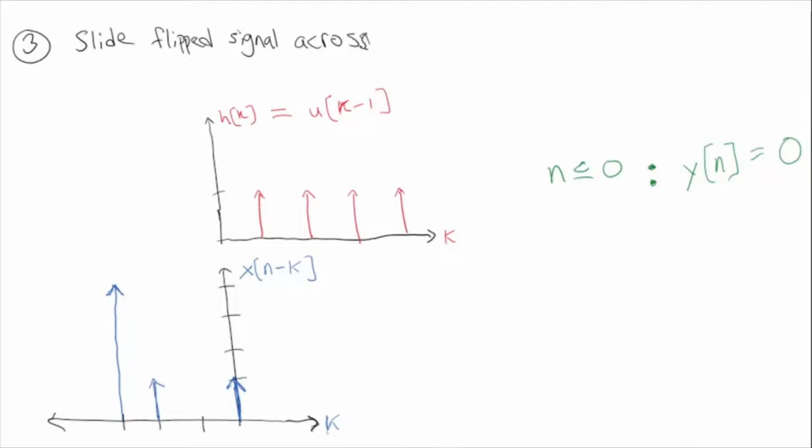And if n were less than 0, meaning negative, then x of n minus k would shift to the left, where there would be no overlap. Therefore, we know that y of n equals 0 for n less than or equal to 0.